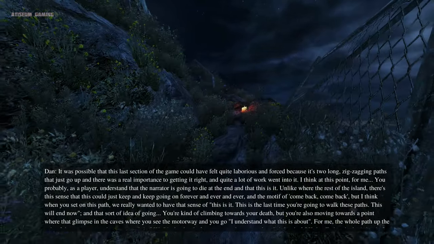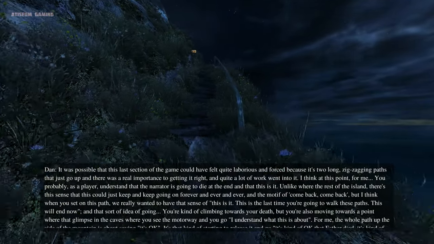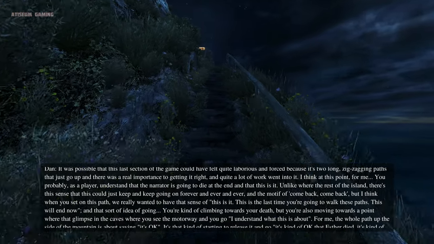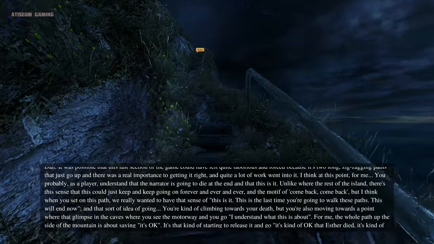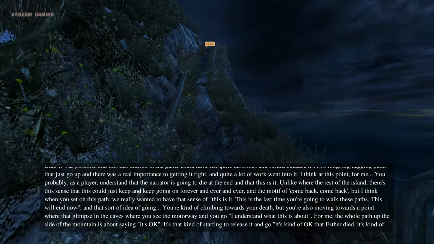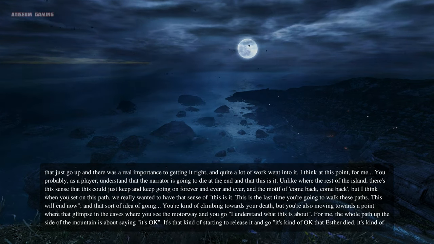It was possible that this last section of the game could have felt quite laborious and forced, because it's two long zigzagging paths that just go up, and there was a real importance to getting it right. Quite a lot of work went into it. I think at this point for me, you probably as a player understand that the narrator is going to die at the end and that this is it.